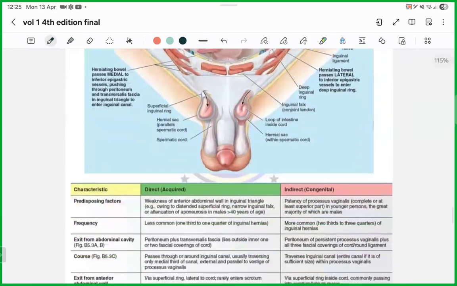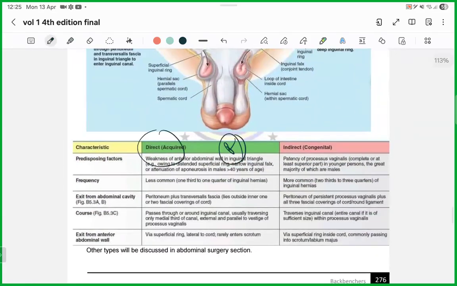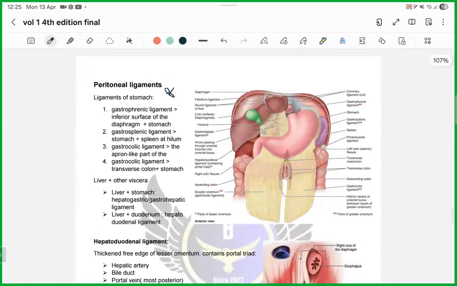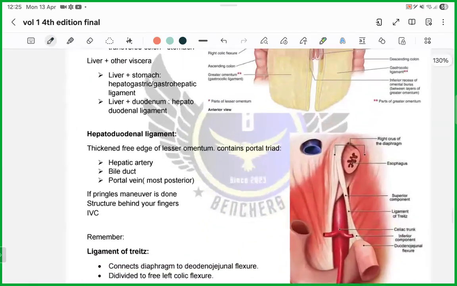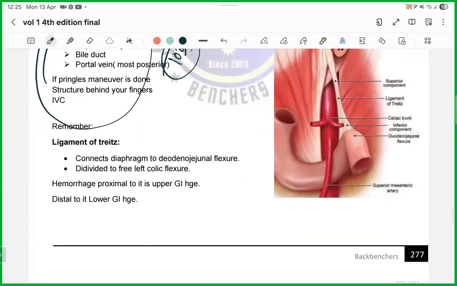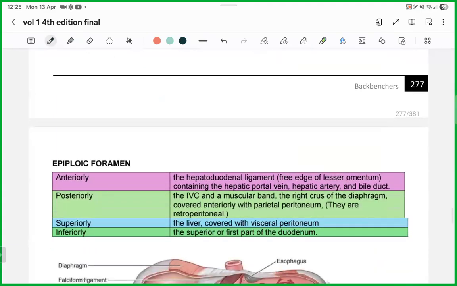Then we have, just give a reading. Other than that, nothing important, just the thing I told you. Peritoneal ligaments, give a reading. But most important is this one I have shown you in the 3D model. Ligament of Treitz, give a reading.